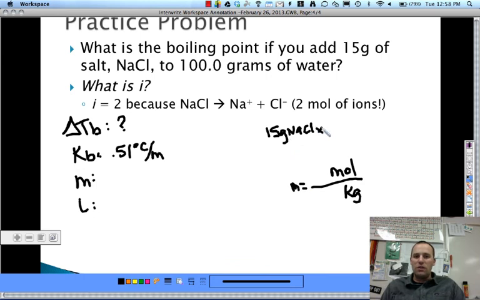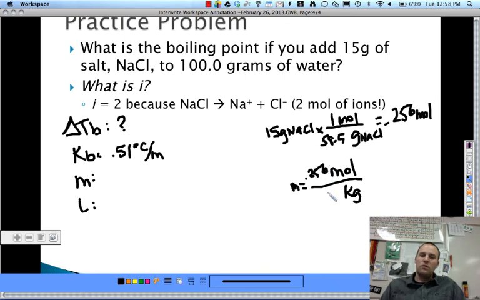So we need to convert this into moles. 58.5 grams of sodium chloride equals 1 mole. So when you calculate that out, you get 0.256 moles of sodium chloride. So that's going to go right here. Now the kilograms of water, we have 100 grams of water, so that's the same as 0.1 kilograms. And when you divide that, you get 2.56 molal. That's our molality. So we're going to use that over here.